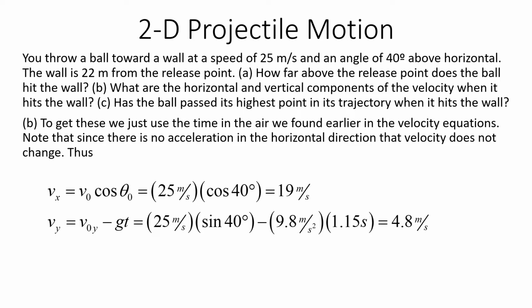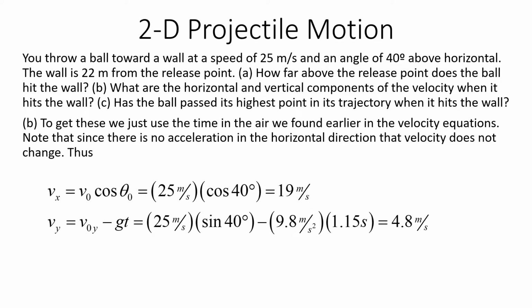For the vertical component of velocity, we got v0y minus gt. So I've got 25 meters per second times sine of 40 minus g times the time, 1.15 seconds, and we get plus 4.8 meters per second. So we've got the horizontal and vertical components of the velocity. Notice that they are both positive. Since the vertical velocity is positive, that means the ball is still moving up when it hit the wall.